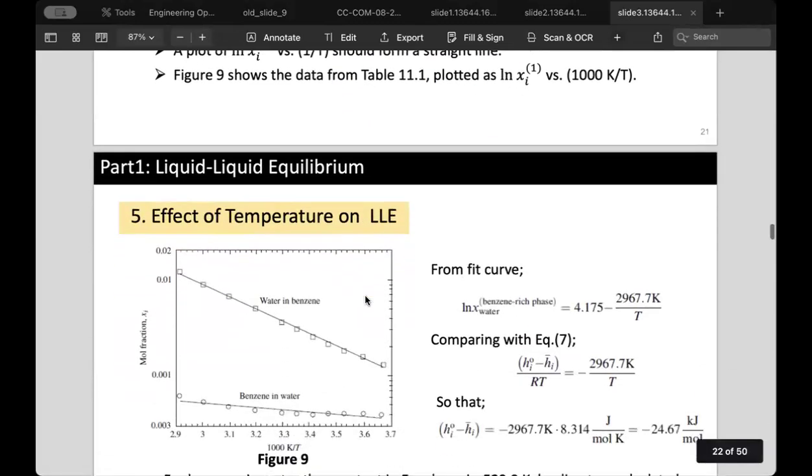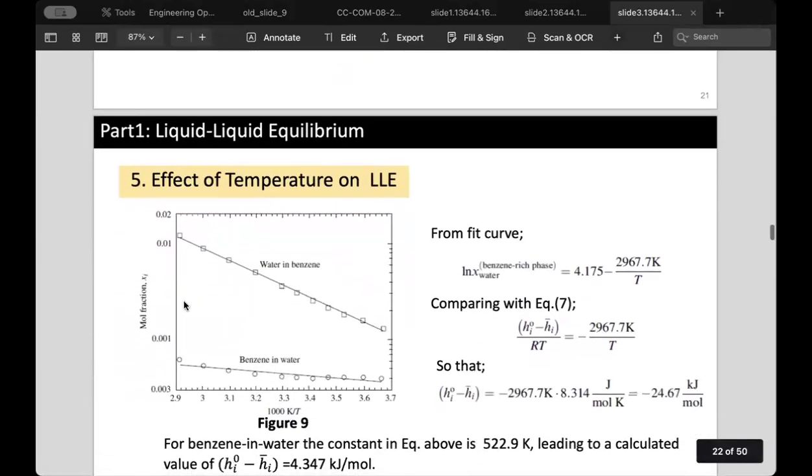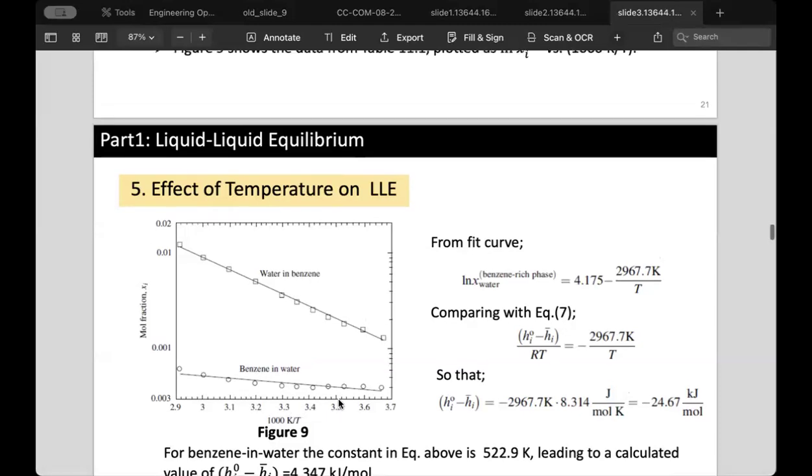Normally you see the curve from an experimental graph like this. We plot log xi against 1 over T, in thousands of 1 over T, and we take the slope. The slope is heat of mixing over R.